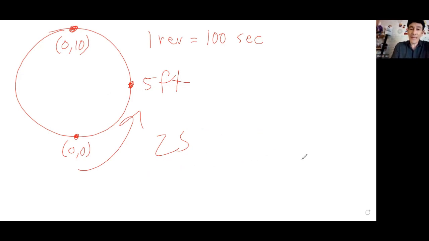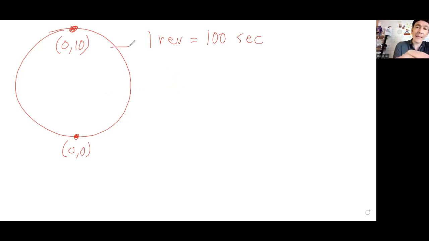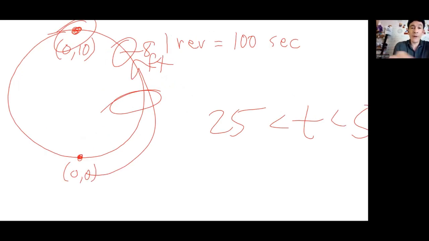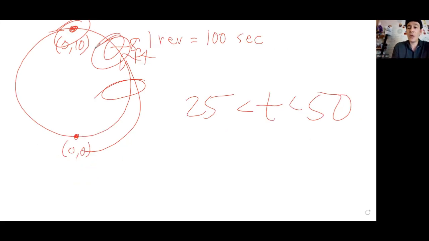But what if your friend is at a weird height? Let's suppose your friend is like right there. Let's say your friend is 8 feet above the ground. How long does it take for you to reach your friend? Right there, that's your friend. Well, it's going to take you more than 25, but it's going to take you less than 50, because 25 is there, 50 is there, your friend is somewhere in between. So you know that your time is somewhere between 25 and 50.